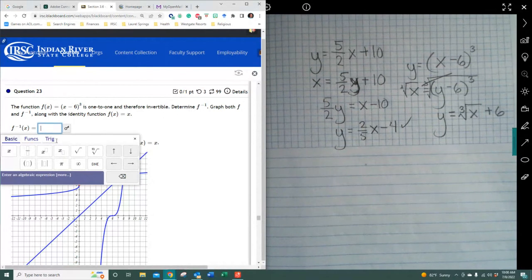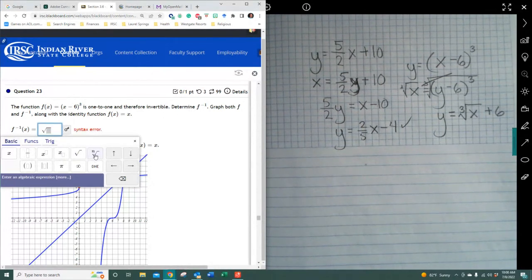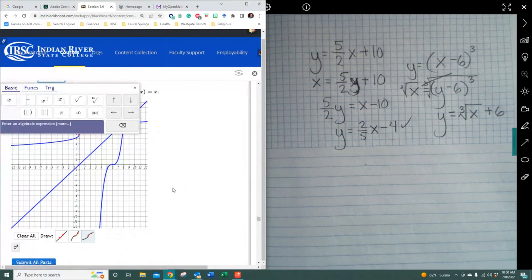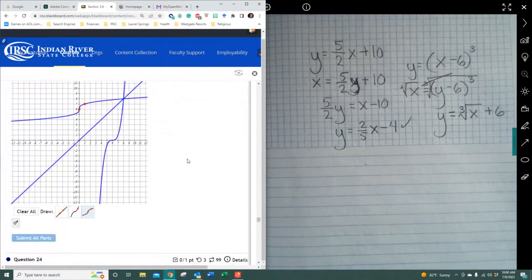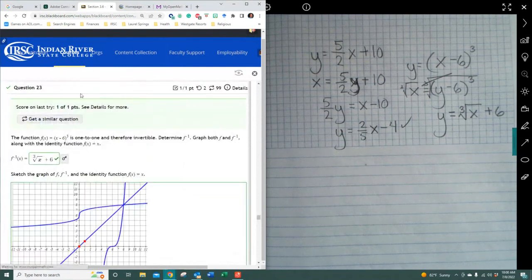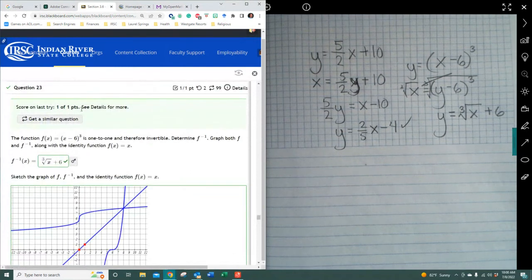Okay, so we're going to go ahead and put that in. We need a cubic root, so we're going to push that from our palette, and then we're going to go ahead and put this, and then plus 6. All right, and now we have all the parts. We've got all the parts in it. We're going to submit. All right, and we got that right now.